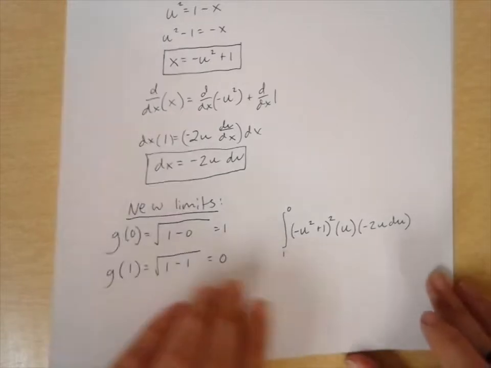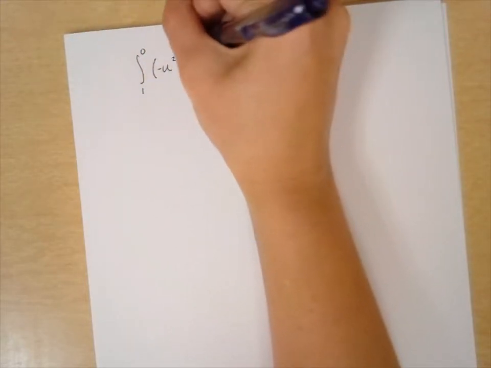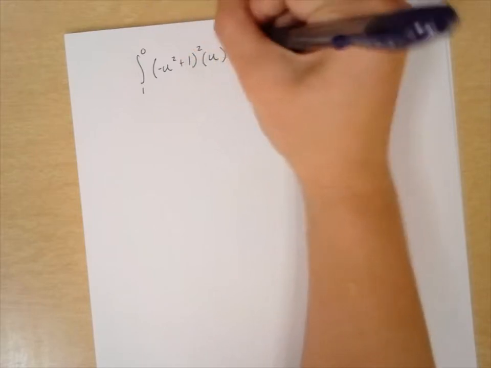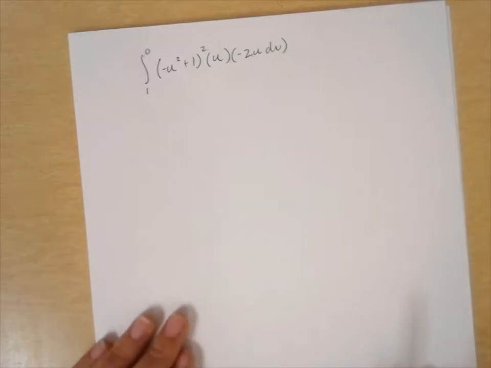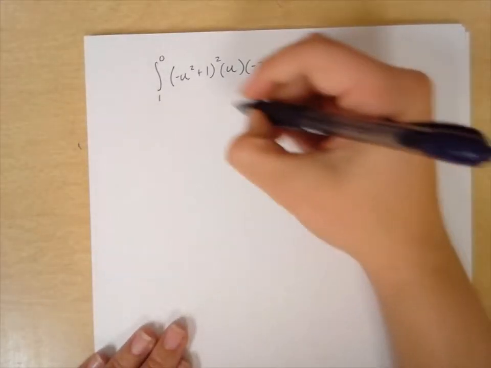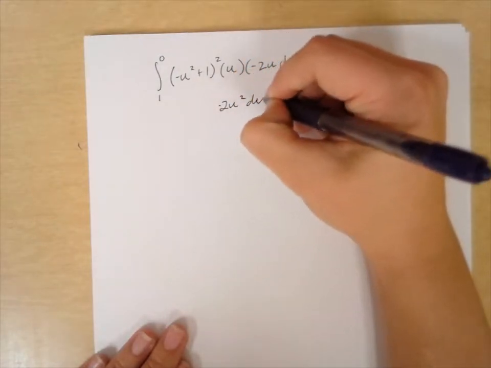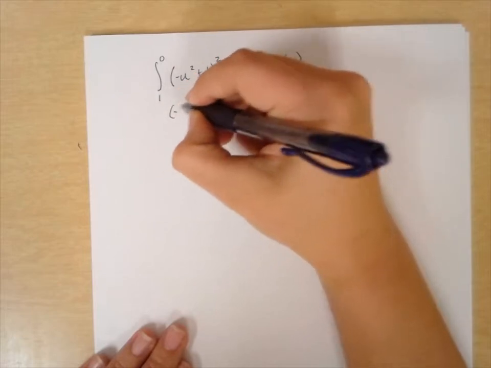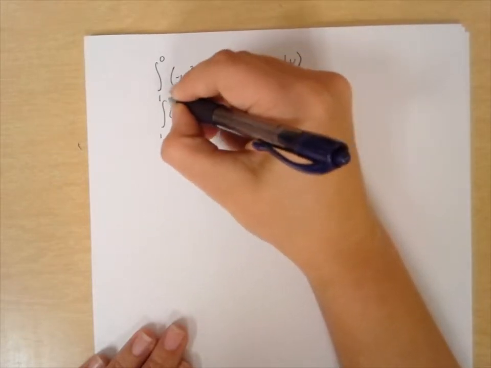Alright. We can start to simplify some things here, and I probably will continue this on to the next page. Yeah. So, from 1 to 0, we have negative u squared plus 1 squared times u times negative 2u du. The first thing I'd like to take care of is this u times this negative 2u, which I can turn into negative 2u squared du. And then I still have negative u squared plus 1 squared, and that's still the integral from 1 to 0.